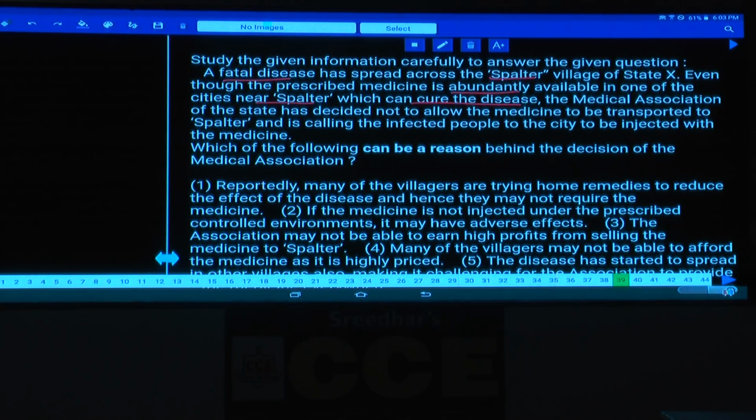But the medical association of the state has decided not to allow the medicine to be transported to Spalter village and is calling the infected people to the city to be injected with the medicine. Clear? In this village Spalter, this fatal disease is rapidly spreading.